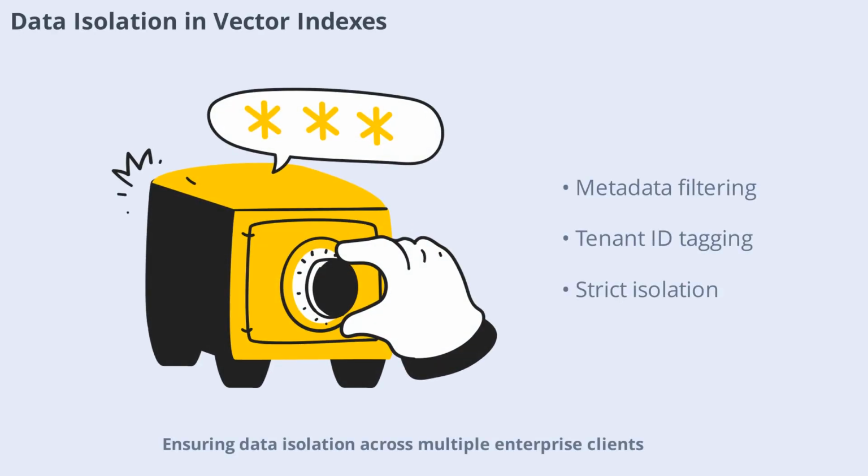Ensuring data isolation across multiple enterprise clients is critical when using a single vector index. This is achieved through strict metadata filtering. Each vector node is tagged with an immutable identification field such as tenant ID. When querying, a metadata filter ensures only nodes matching the specified client are accessed, maintaining privacy and compliance.